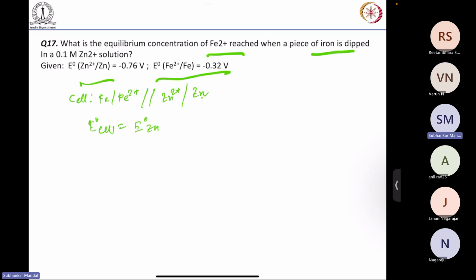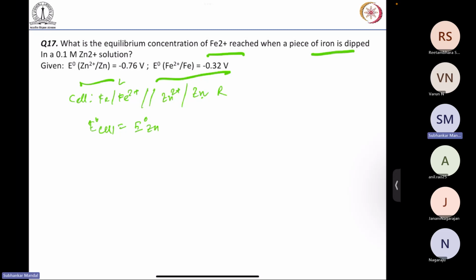E naught, think of zinc, because there is a piece of zinc rod dipped in 0.1 molar zinc sulfate solution, right? Iron rod. Iron in zinc.